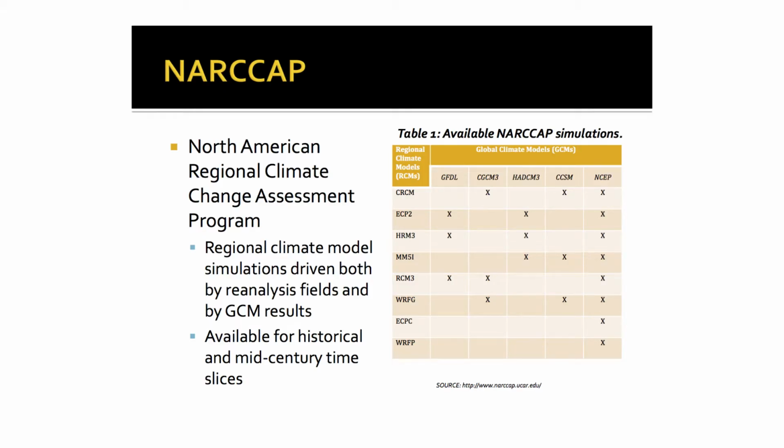Now, there is a very important set of dynamically downscaled climate scenarios for the United States that came online a few years ago, called NARCCAP, the North American Regional Climate Change Assessment Program. This was a coordinated program of regional climate modelers across the United States, where they chose several regional climate models that are driven with different global climate models to try to look at the uncertainty. That table just shows with the X's what combinations are available.